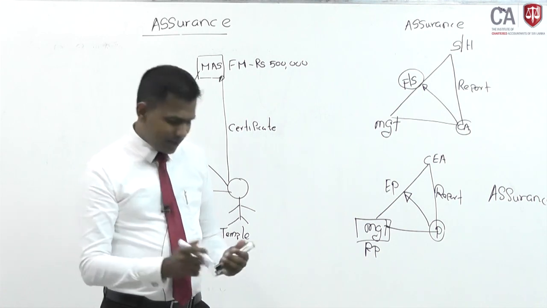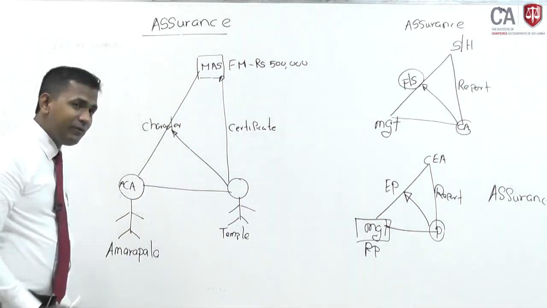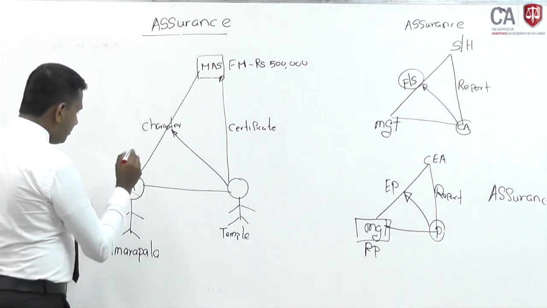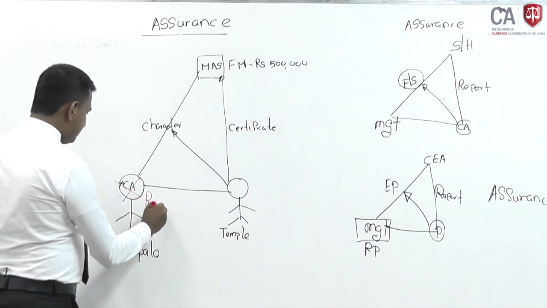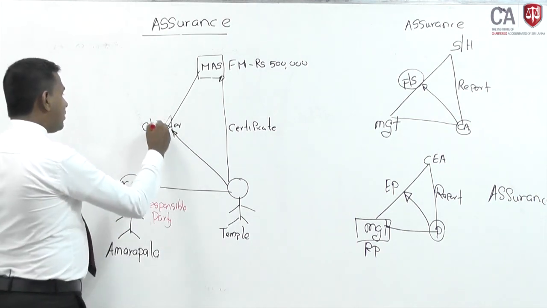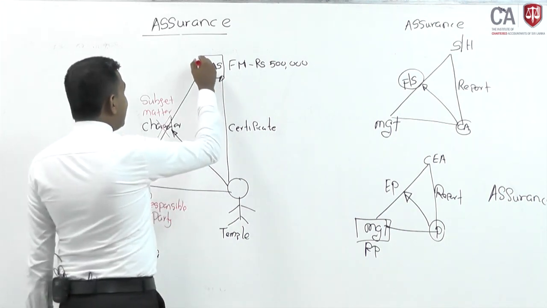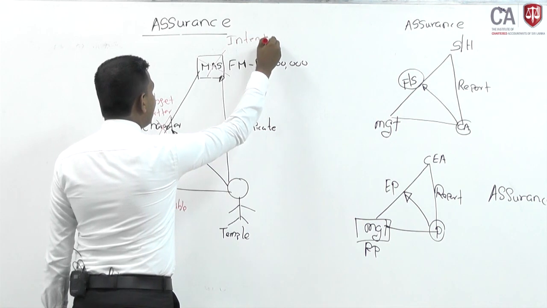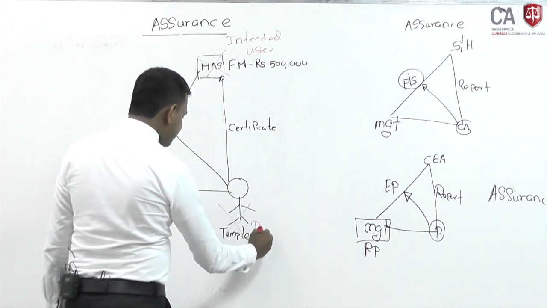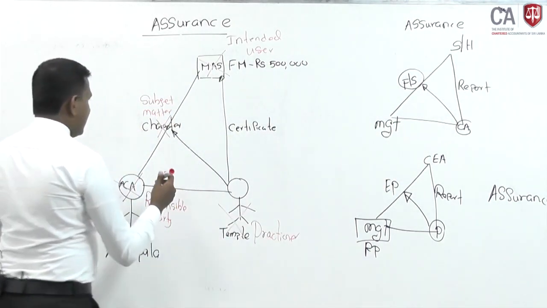So then, what is the definition of an assurance? What is the definition of the assurance which we discussed? So we change our basic diagram into a definition. I told you not to memorize this definition, but to remember that. So this particular Amarapala, we call a responsible party, that is a technical word. And character we call subject matter. Then Mass Holding we call intended user, right? And this third party person, temple monk, we call practitioner.